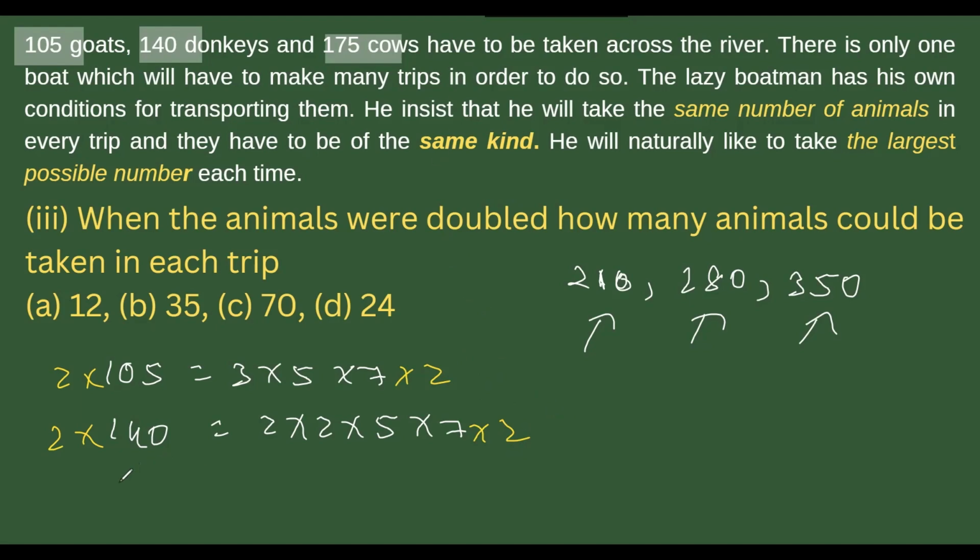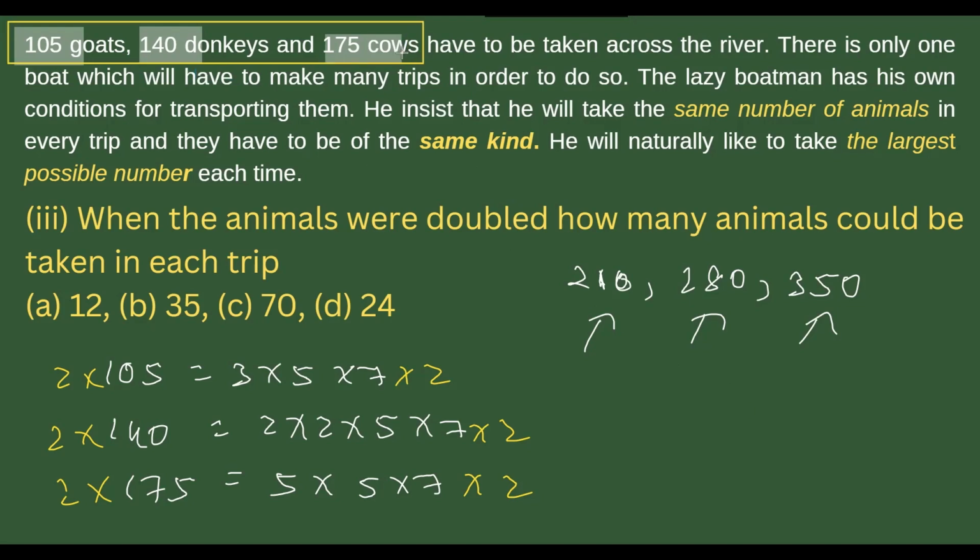And finally, it was 350. No, it was 175, whose prime factorization was what? 5 into 7, or the another 5, sorry. 5 into 5 into 7. So since we are doubling it, there will be an additional 2. Right. Anyway, now we can find out that whatever the prime factorization was for the previous part, for these numbers, there will be one additional 2.